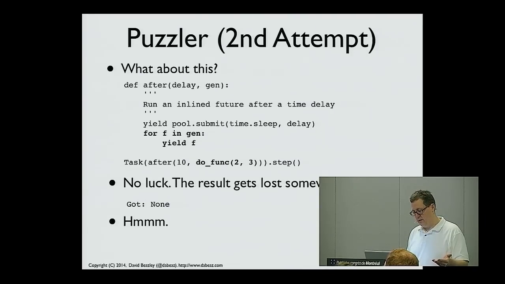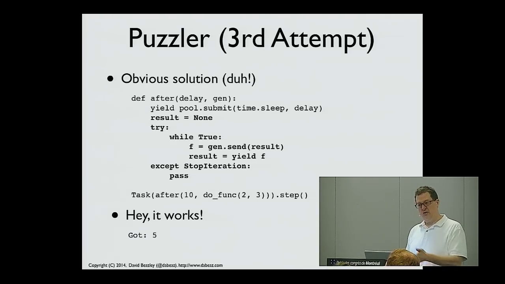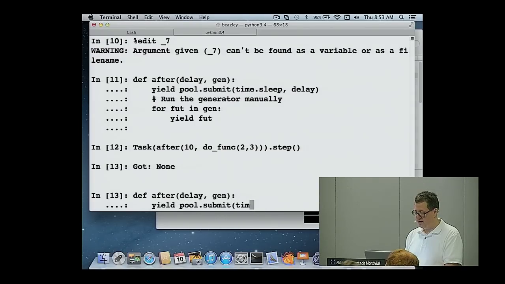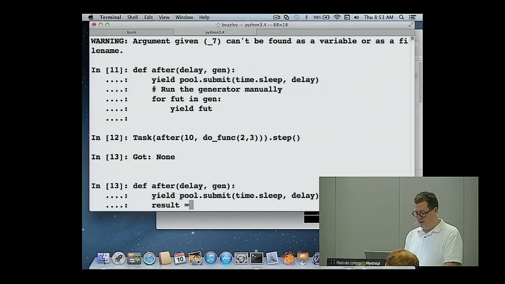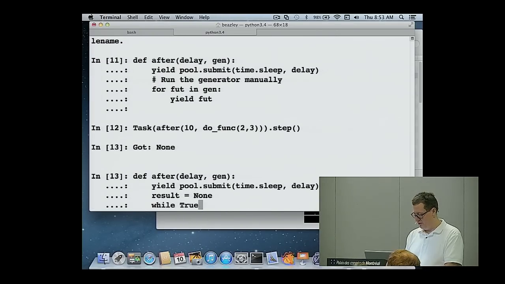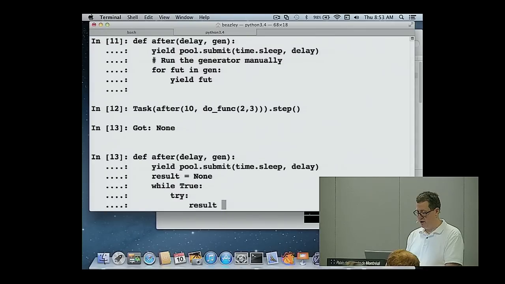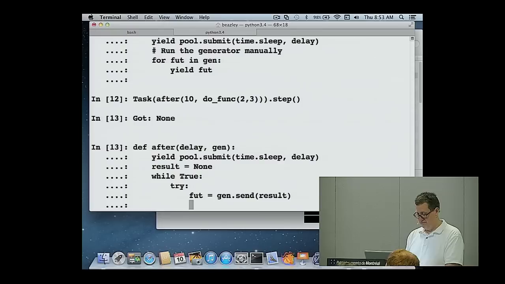It turns out that another way to do this is to do this little bit of code. Let me see if I can type that in real quick. This is sort of the more insane version. You can say, okay, let's submit the thing to sleep, and then what I'm going to do is capture the result. I'm going to put myself into a while loop, and essentially do something like this, where I'm going to say future is equal to gen dot send in result, and then yield the future there, and then.